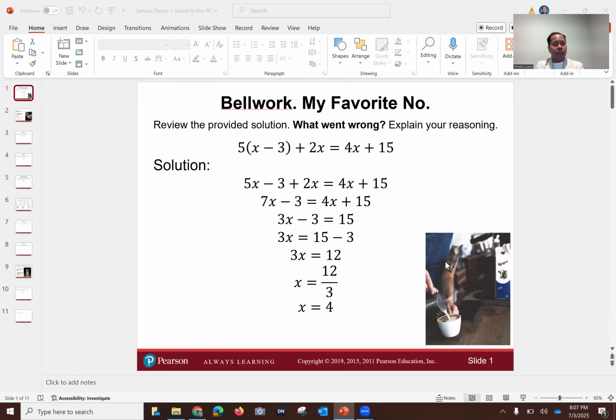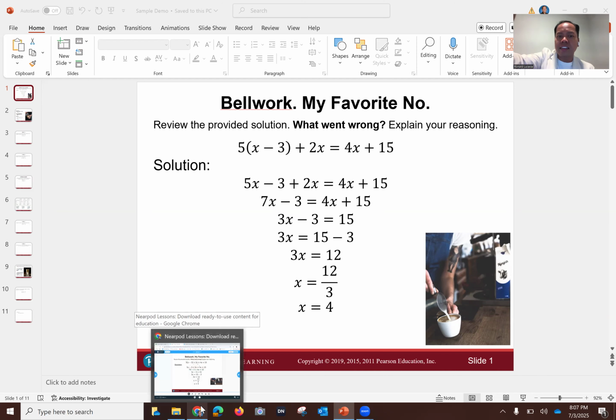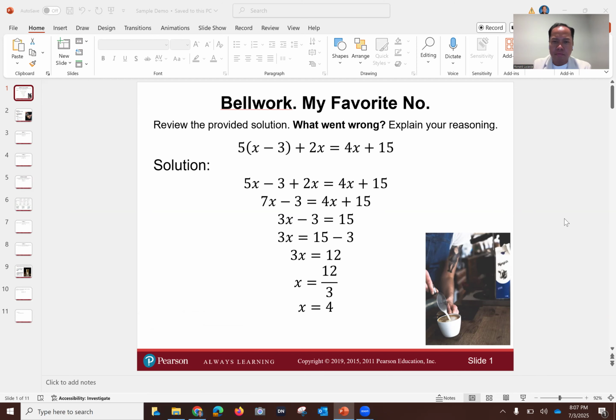So the bell work is, we call it my favorite no. It's a lesson from last week. One of your classmates answered this one. So let's see what went wrong with his solution. Okay, let's start with you, Liani. So what's wrong with the solution, Liani?